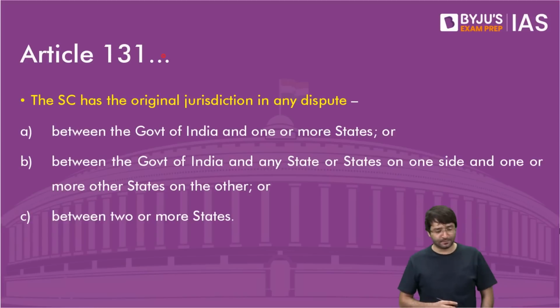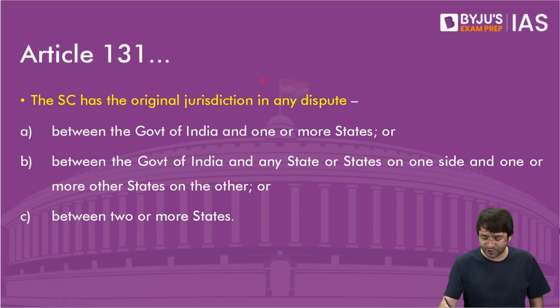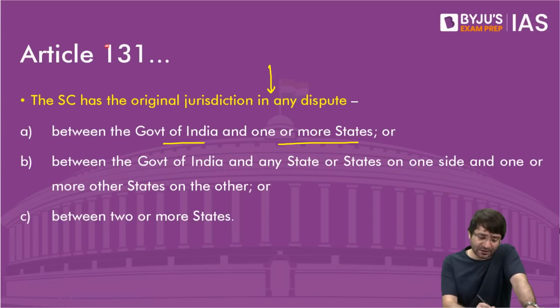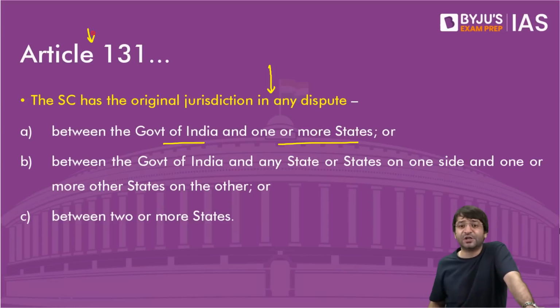Article 131, the Supreme Court has original jurisdiction in any dispute between the Government of India and one or more states. For example, Kerala government filed a petition under Article 131 of the Constitution challenging the validity of the Citizenship Amendment Act. Although, in my understanding, it does not come under Article 131. It comes under Article 32.